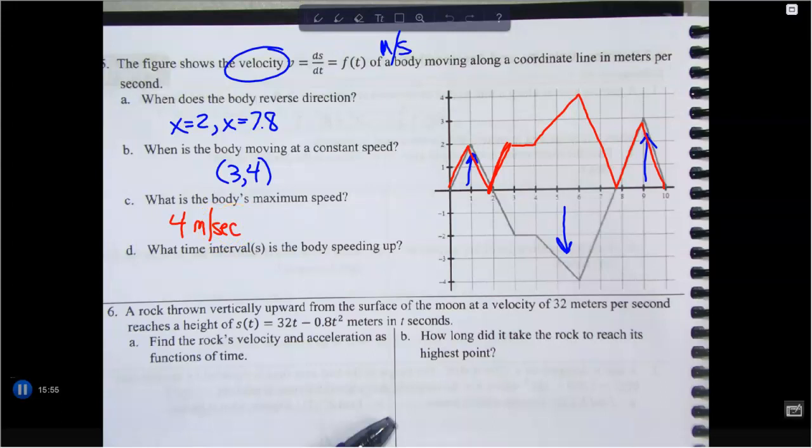And then we have speeding up and slowing down. Remember, if the velocity and acceleration are the same sign, we're speeding up. If they're different signs, we're slowing down. Or you can look at speed. This is the speed graph. When's the speed getting bigger? There, there, there, and there. So you list out those parts: 0 to 1, 2 to 3, 4 to 6, and 7.8 to 9.